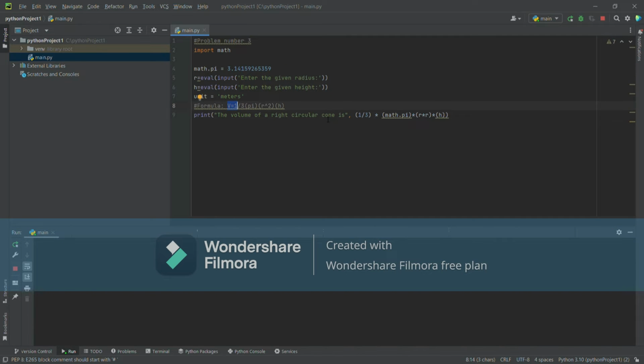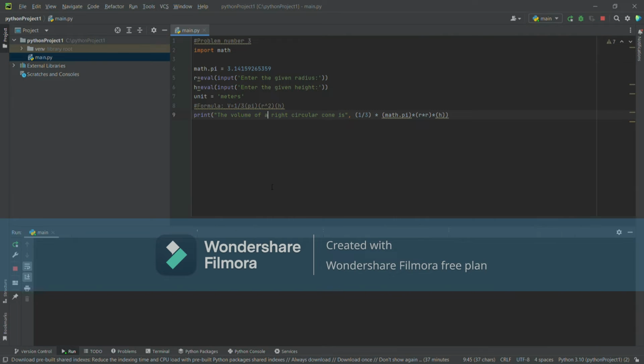On problem number 3, find the volume of a right circular cone of radius 5 meters and a height of 6 meters. I used import math because we will be using the numerical value of pi, which is 3.14 etc. And the volume is equals to 1/3 multiplied by pi multiplied by radius squared and multiplied by height. On print, I put the volume of a right circular cone is, then comma, then the formula.